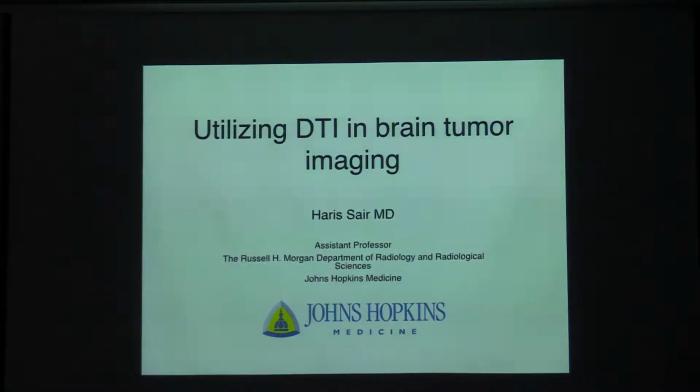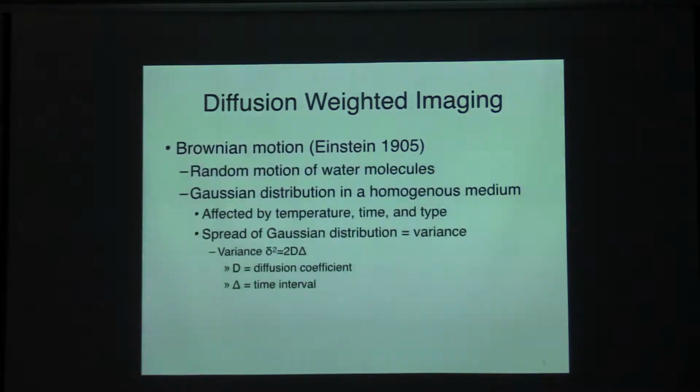So I wanted to talk about diffusion tensor imaging in brain tumor imaging. Primarily, I'm going to talk about diffusion tensor imaging, but I think we need to know some things about diffusion weighted imaging in general, and then we'll move on to DTI. So, of course, the famous Albert Einstein described Brownian motion, which is the random movement of water molecules in an unrestricted medium. So water tends to just kind of move.